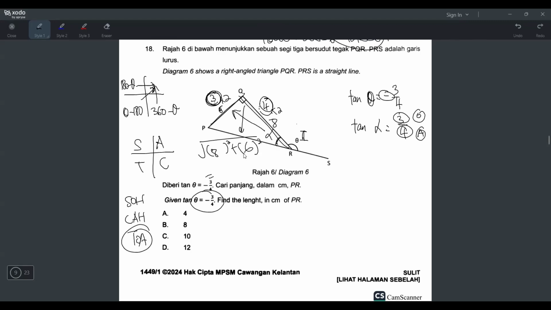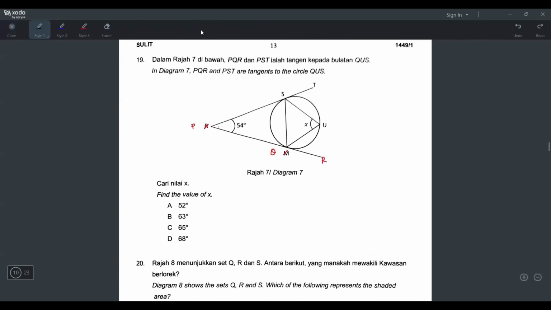Okay, so what is 8 square plus 6 square? 100. And square root 100 is 10. So the answer is C. Alright? So 18, C. Okay, let's continue to number 19. Okay, number 19. Let's read the question first.